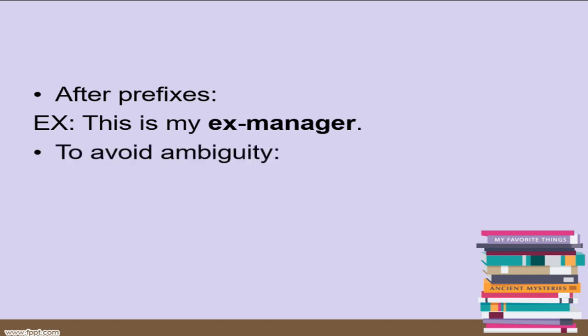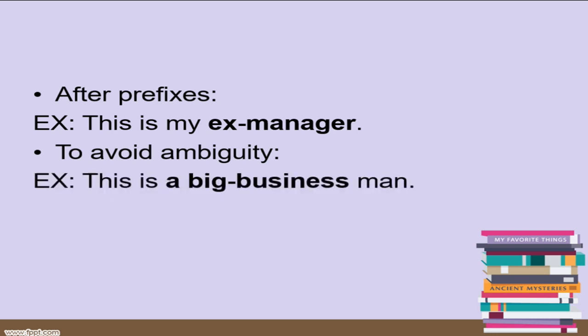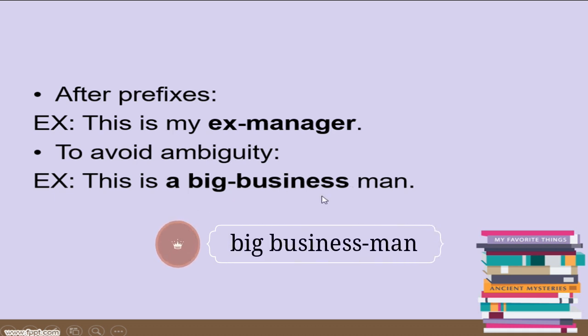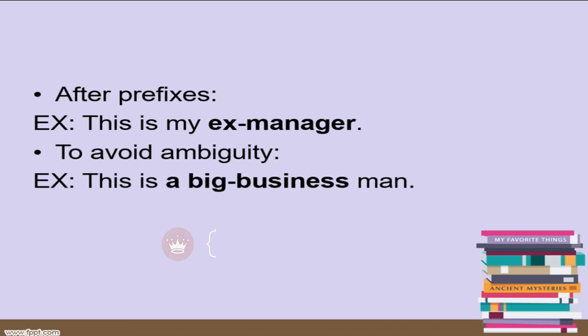To avoid ambiguity, we said before the main purpose for the hyphen is to avoid misunderstanding. Let's have an example. This is a big businessman. Let's have a clear look here. What if I added the hyphen after big? A big-businessman. It means that businessman will be one word, and big will describe this word. So it will be clear that I'm talking about this businessman, he is big, he is huge. Or if I use the hyphen between big and business, I describe the business as big. So I join them together to describe this one. So this man has a big business.